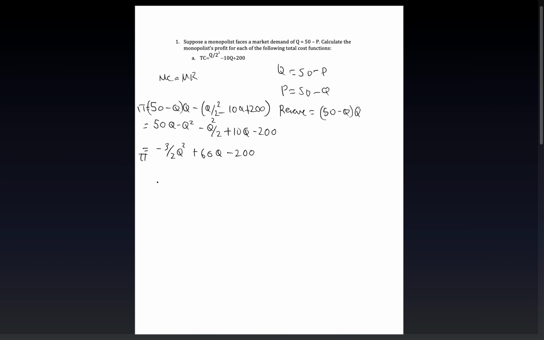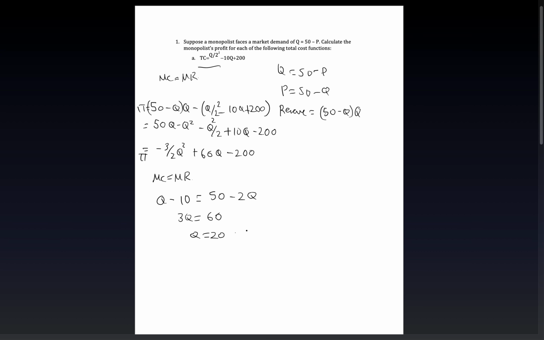Now we can work out what the value of Q is by doing MC equals MR. So our MC is just this differentiated, so it'll be Q minus 10, and then our MR is going to be this differentiated, which is going to be 50 minus 2Q. So then we can simplify that. You get 3Q equals 60, and therefore Q equals 20.